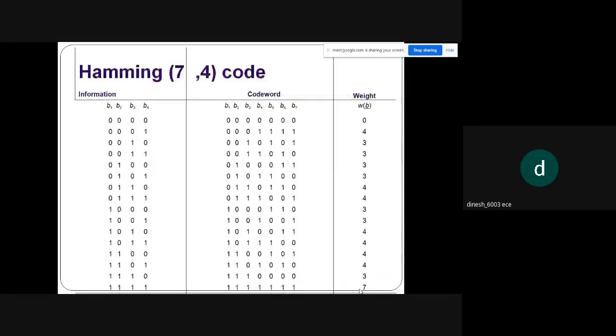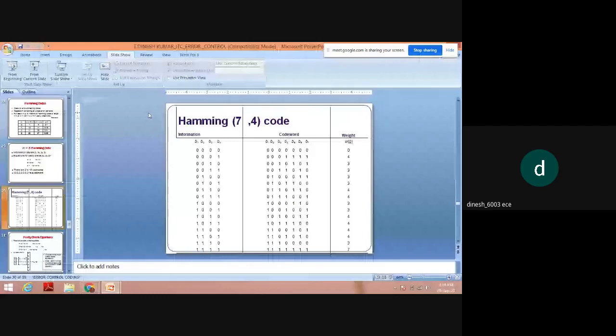So I'll give you 2 or 3 minutes for reviewing this table such that you can appropriately decode the code words. Let me check for the chat box information.